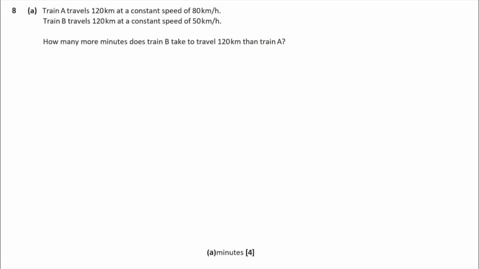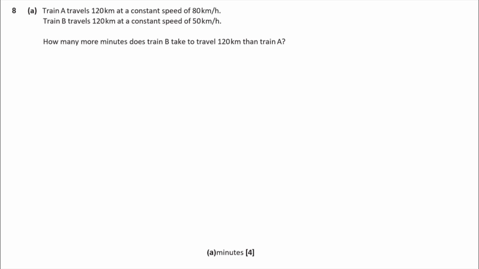Question 8a. Train A travels 120 kilometers at a constant speed of 80 kilometers per hour. Train B travels 120 kilometers at a constant speed of 50 kilometers per hour. How many more minutes does train B take to travel 120 kilometers than train A?